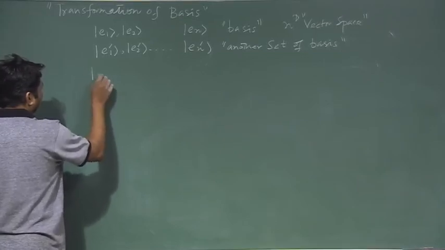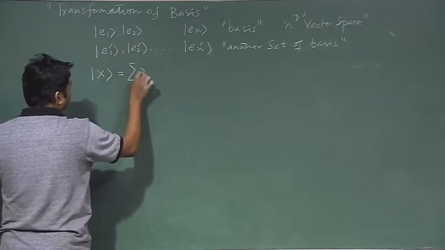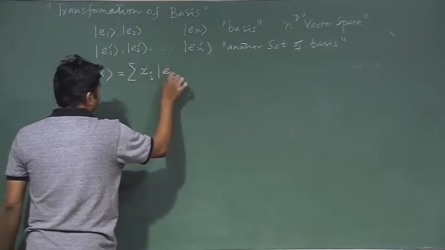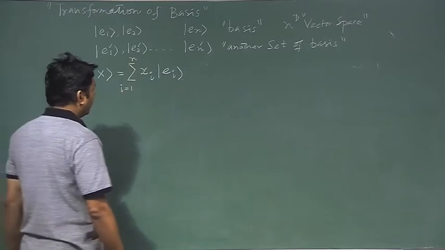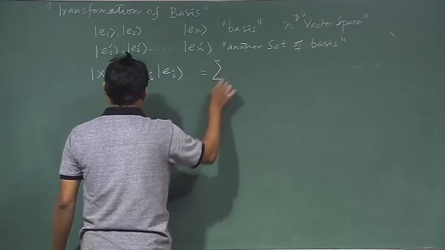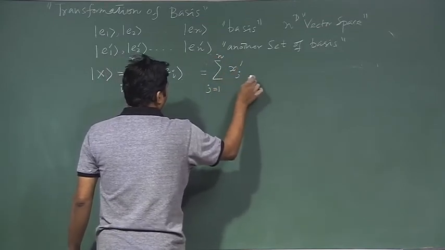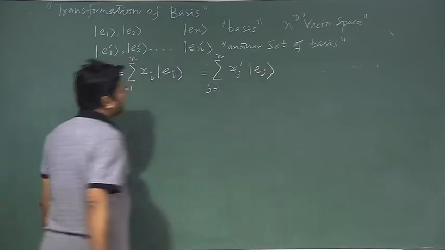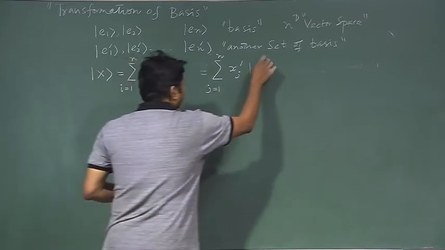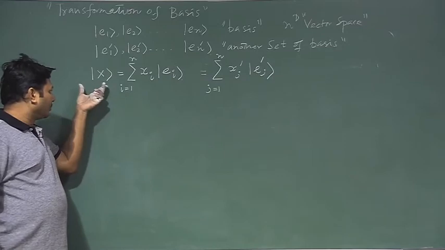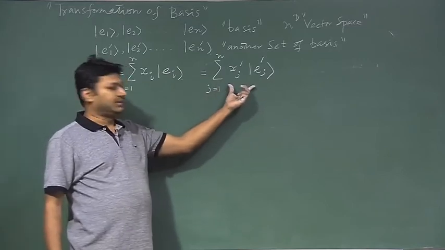So my vector x can be represented in this basis as the summation of x_i e_i, i going from 1 to n. In a similar way, this vector can also be represented in the other basis. I am just changing this component. This is a dummy index, so I can change it. I need to put a prime here, sorry. So one vector is represented in this basis, and the same vector can be represented in the other.